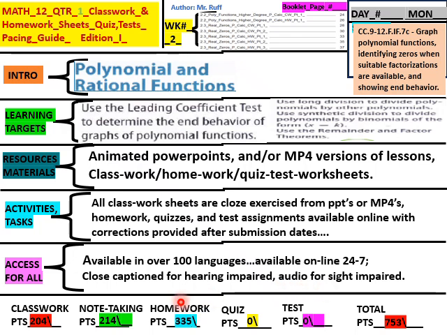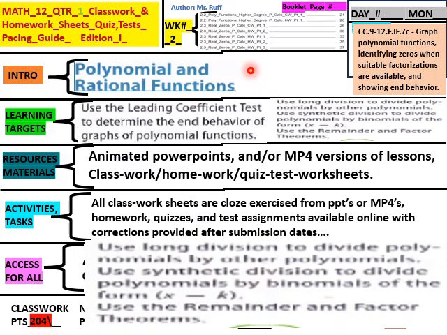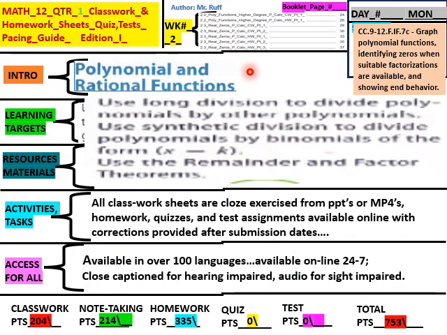closed captioned for the hearing impaired, audio for the sight impaired. So your classwork points are 204 classwork points, 214 note-taking points. Homework is 335 points. Quiz 0, test 0. So the total for week 2 is 753 points for Math 12 Quarter 1 week 2. Let's go into what we cover.